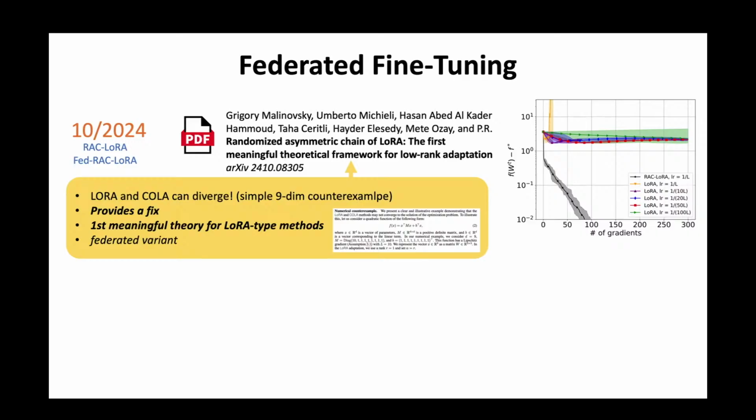So we have industrial success with LoRA-type methods, but we're lucky in some sense. Here, everything fails. And the method that we suggest, which is some sort of modification of LoRA, which we call randomized asymmetric chain of LoRA, works well on that 9-dimensional example. So this is not any industrial scale. This is a tiny, tiny counterexample.